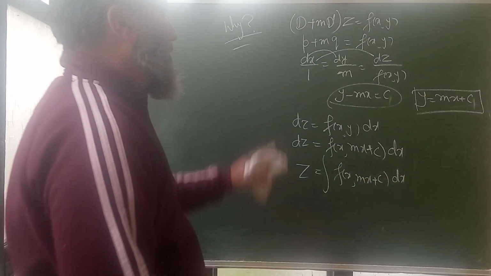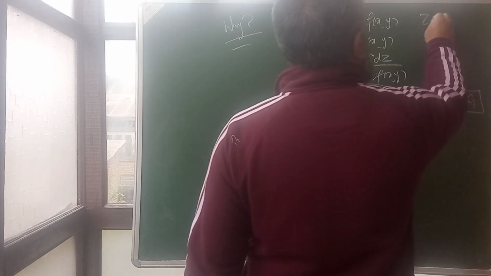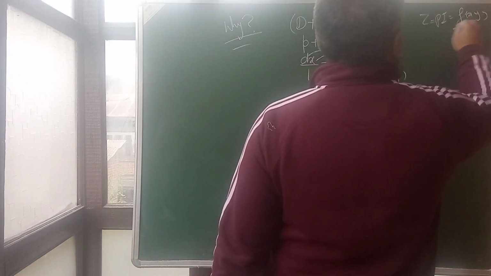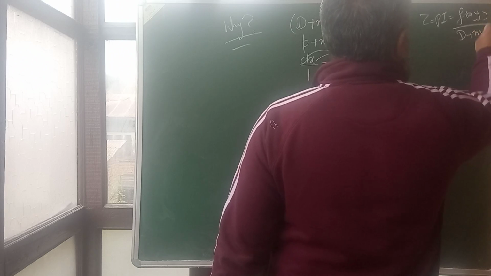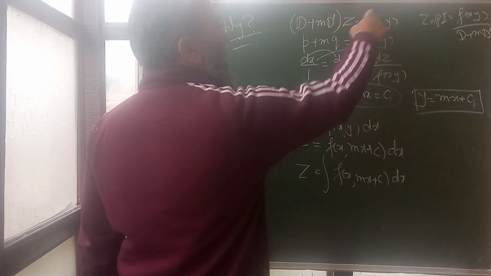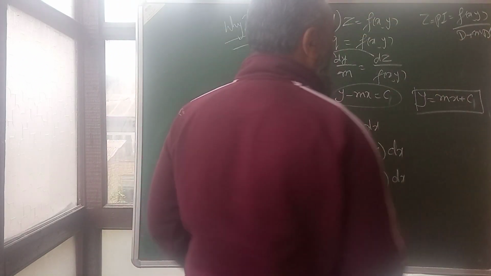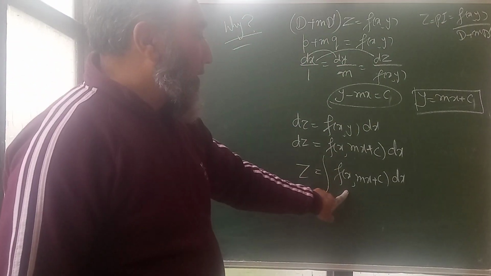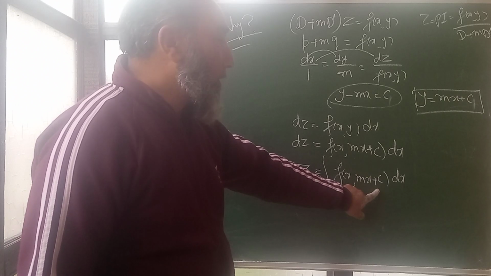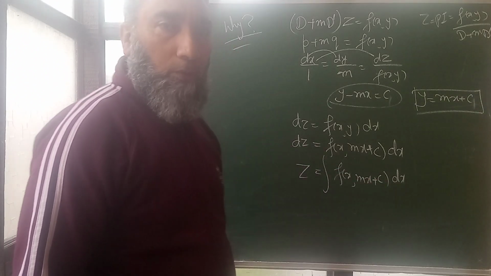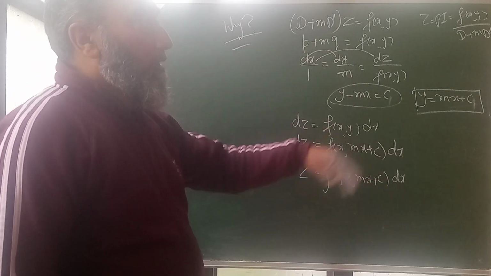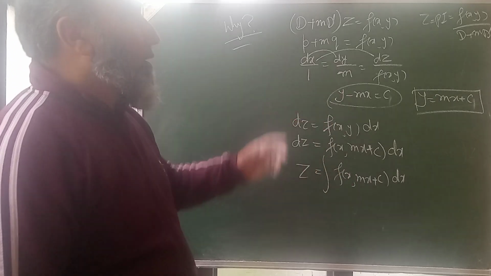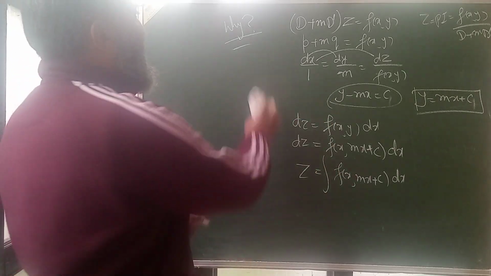So if I have a factor, what is z here? The particular integral is f of x, y upon D plus mD dash. See, your z is f of x, y upon D plus mD dash. So if I have this factor, what is that? The function integral, x, y replaced by mx plus c, and integrating with respect to x. This is for one factor. This method can be repeated for so many factors. Let me take up the questions now.